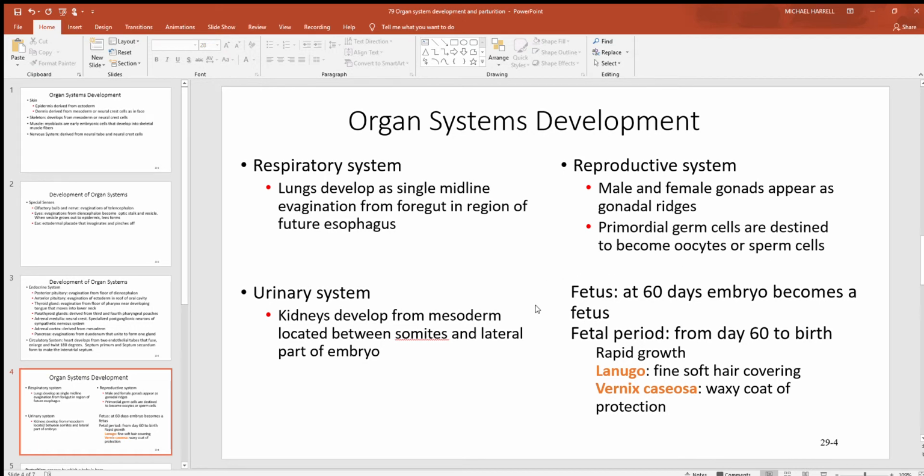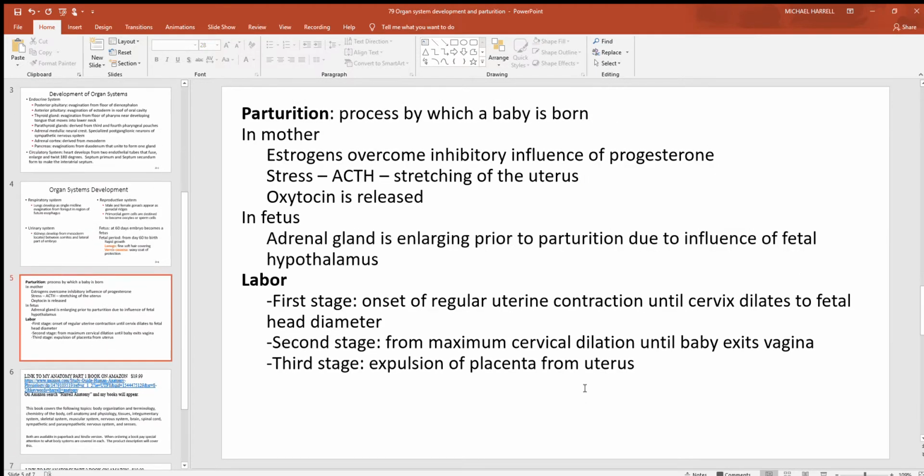The embryo, somewhere around day 60, becomes a fetus. Looking at this fetal period, you can see the appearance of other structures like lanugo, very fine, soft, unpigmented hairs. Those will later develop into the adult hairs. And this vernix caseosa, which is a waxy coating around the baby, helps to protect it from the basic fluid, which you'll be surrounded by inside of the uterus.